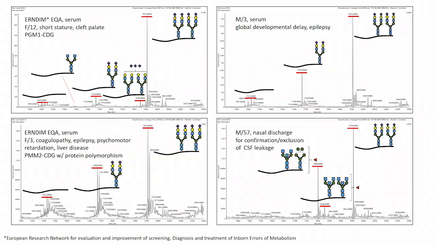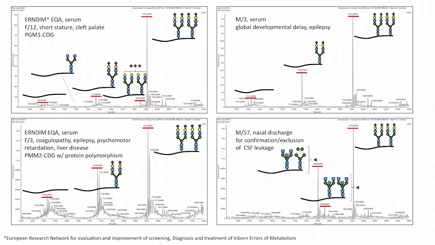Okay, so because we don't have many positive cases in the dried spot, and there's also no QC material yet, we have to rely on the EQA scheme to assess our performance. On the right-hand side are the two materials from ERNDIM EQA. The first case is a mixed type 1 and type 2 CDG pattern. And again, we can see the disialotransferrin right here, as well as the presence of a very low amount of the asialotransferrin, and also a very minor peak here.